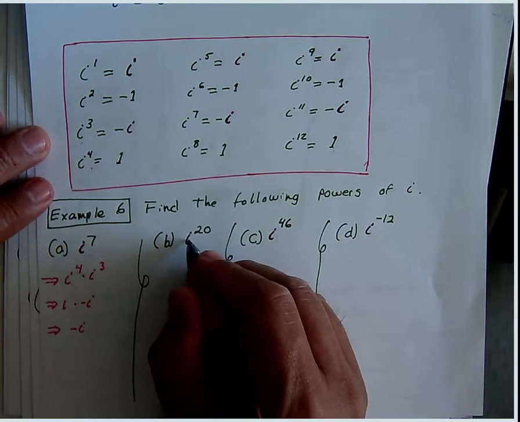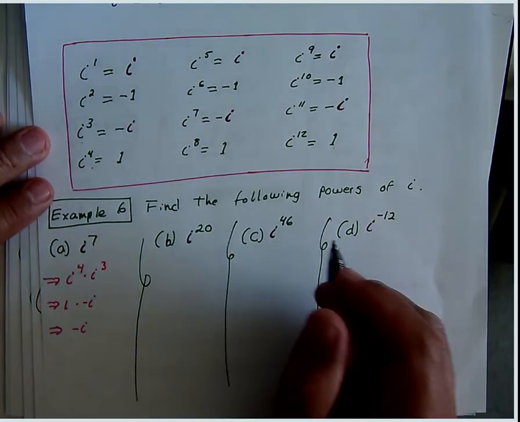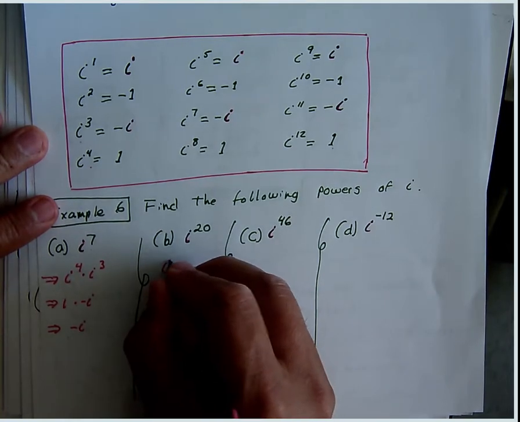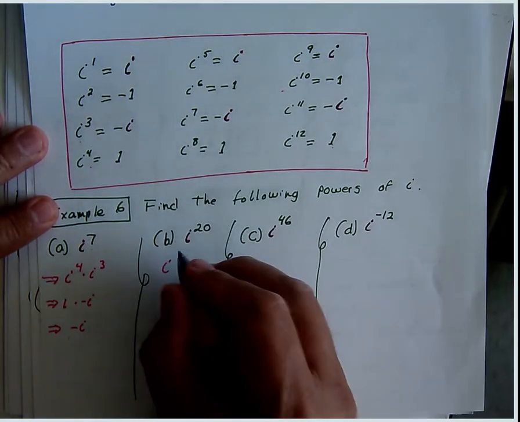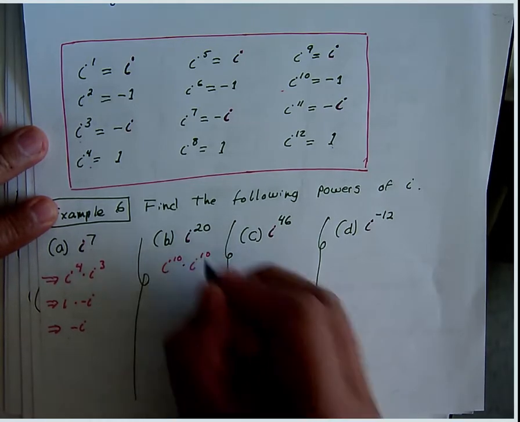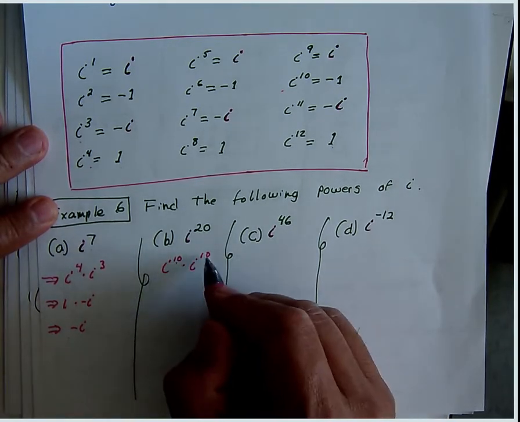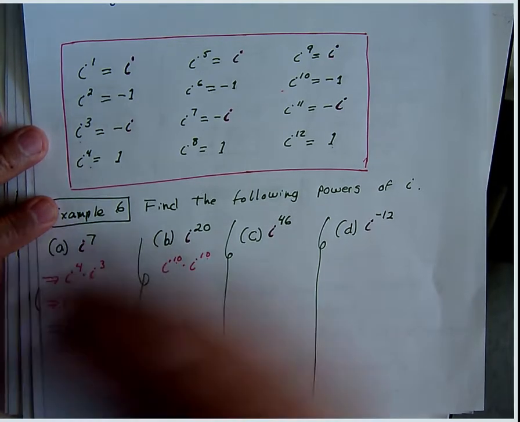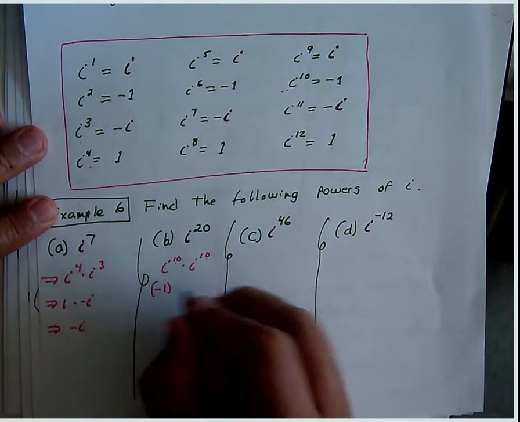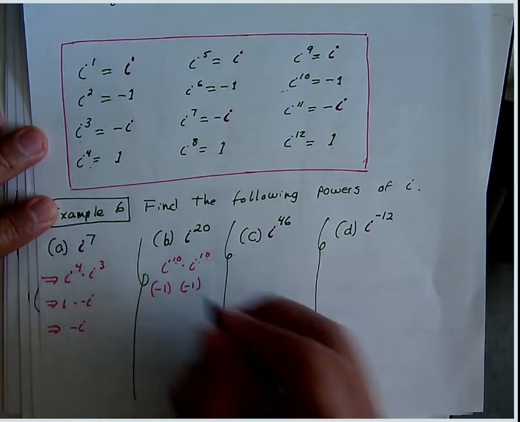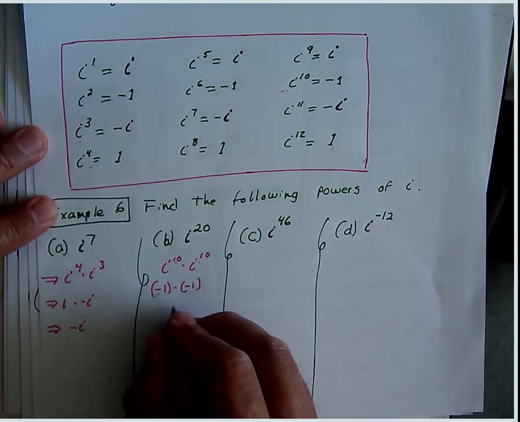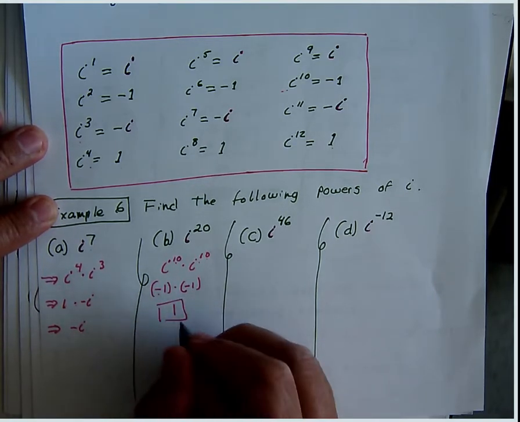So i^20, we don't have that one if you can see. Now if you want to use one of these, that's fine. So I would separate it into, I'm going to use 10, i^10 times i^10, for example. 10 plus 10 gives you that 20. What's i to the 10? -1. So I know this part is -1. I know this part is also -1. So negative 1 times negative 1 gives you positive 1. And that would be i^20.